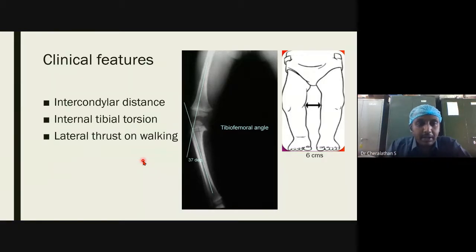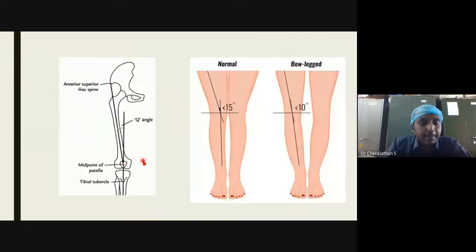Whenever the child puts weight on that particular limb, there is a lateral thrust. But I don't have a video here. You can go back and search on the internet. You will find videos of patients walking with the varus deformity. The moment they put weight on that particular knee, the knee will go out. That we call a lateral thrust. These are all the clinical features here.